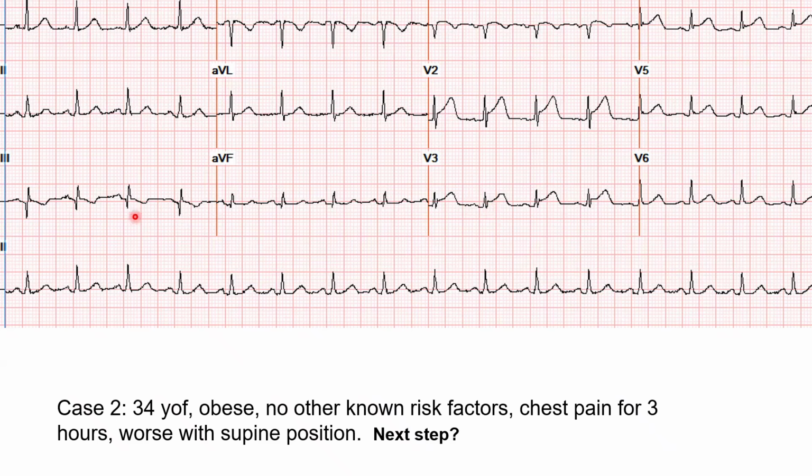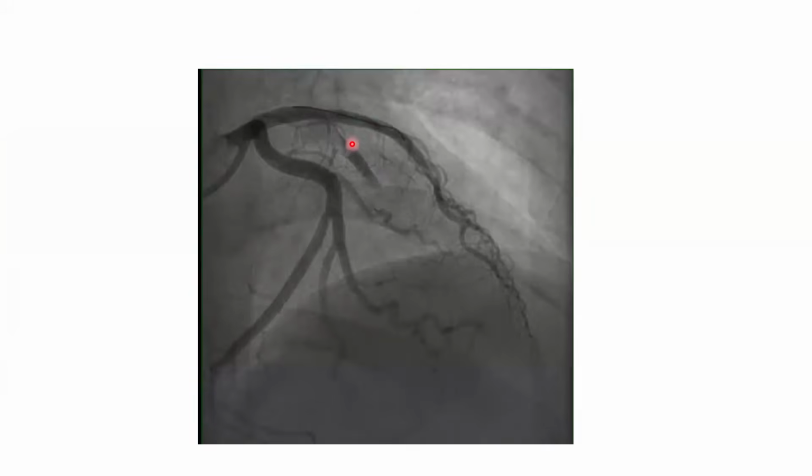You also have subtle inferior ST depression. You also have that terminal QRS distortion, that S wave that's being pulled above the baseline in leads V3 and especially in lead V4. And indeed, the patient had an acute thrombotic occlusion of the mid-LAD just after a large diagonal branch. And you can see here the heavy thrombus of the occlusion.